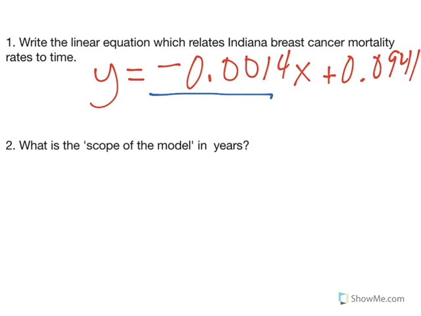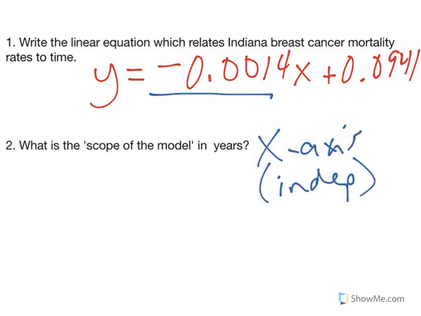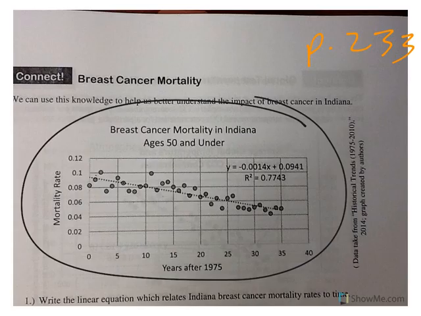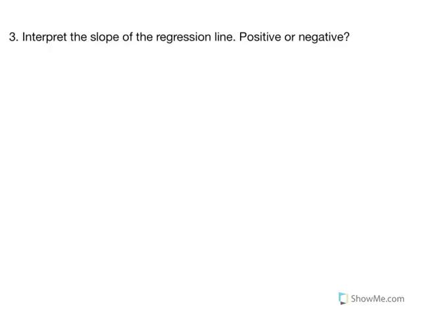And number 2, the scope of the model in years. Well, if you remember, the scope of the model deals with your x-axis, also known as your independent variable, and that goes from 0 to 40. So again, you can see the data stops after 35 years, and because the graph goes till 40, we can make decently accurate predictions for the following 5 years.